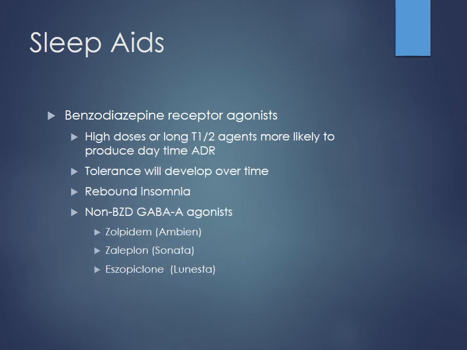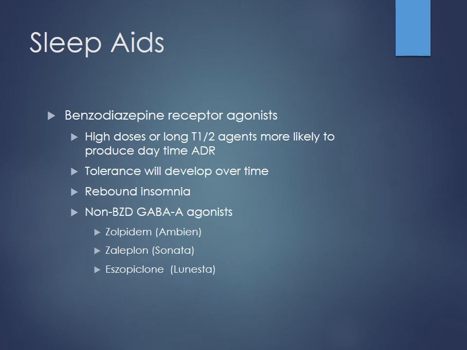So basically what you're going to find is that high doses or long half-life agents are more likely to produce daytime drowsiness, right? So long-acting agents are no good. Things that have active metabolites are more likely to cause daytime drowsiness. You don't want to cause that. And keep in mind, tolerance will develop over time, so they may need to adjust their dose up if they are having to use these for long periods.